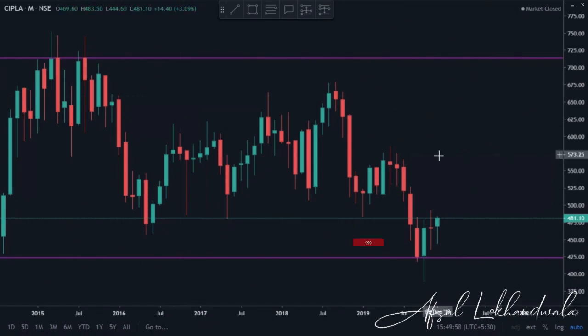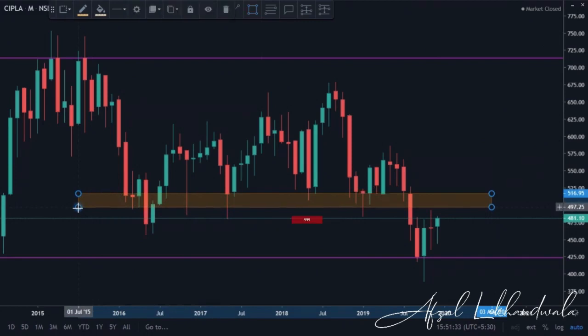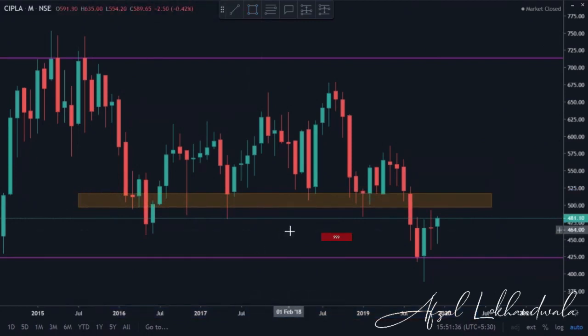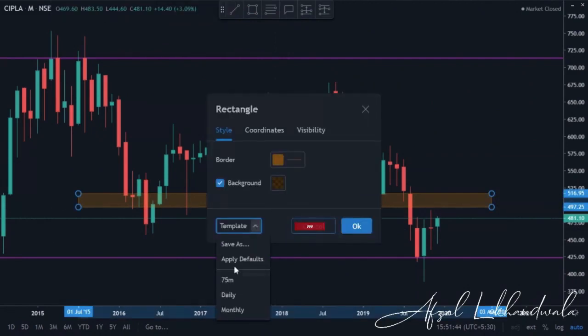Now can we see any other area? Yes, this area seems nice. Let me draw a rectangle because this represents an area. So here we go. Since this is a monthly chart, we will use the monthly template. Double click. Change the template to the monthly. Hit OK.